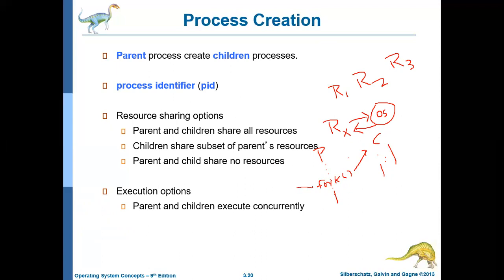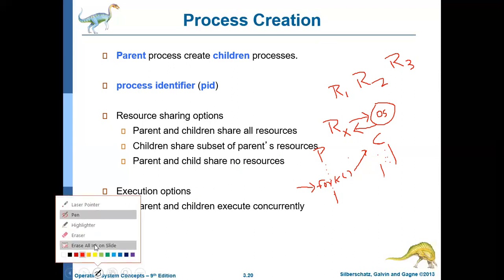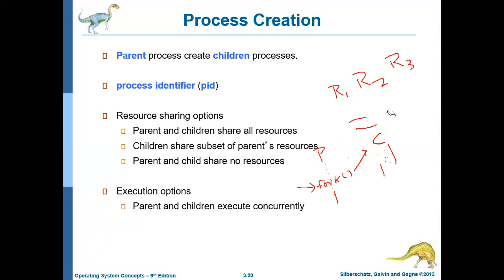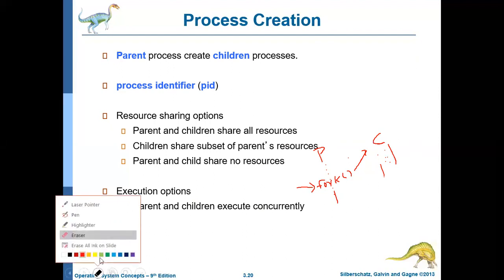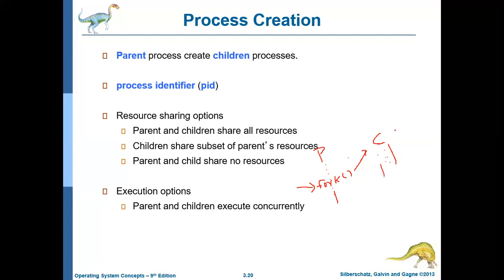I repeat, whatever code follows the fork command in the parent process will be available in the child process, and the child process will start executing from that point. So the first execution option says that once the child process is created, the child will execute and the parent will also execute. Both processes will execute simultaneously, which is otherwise called concurrently.